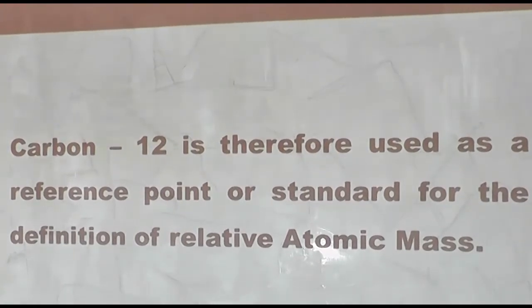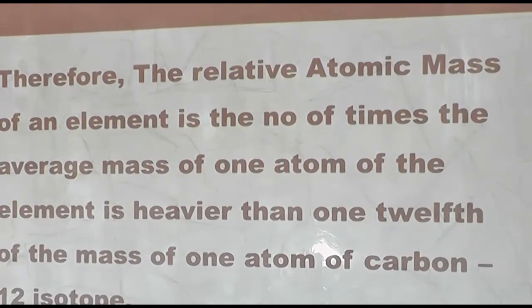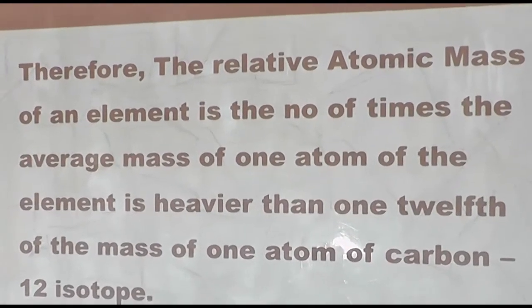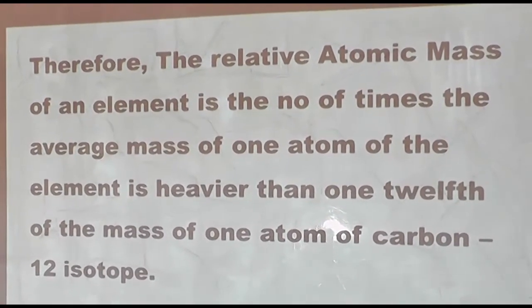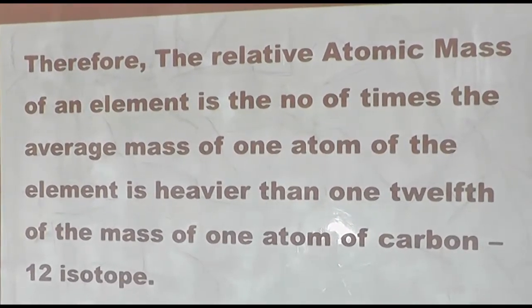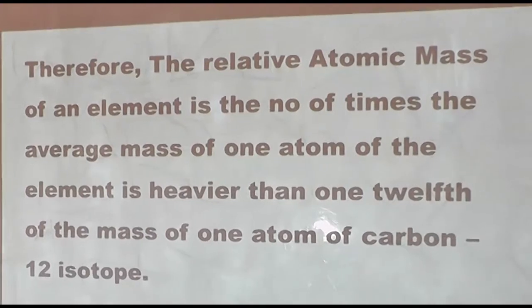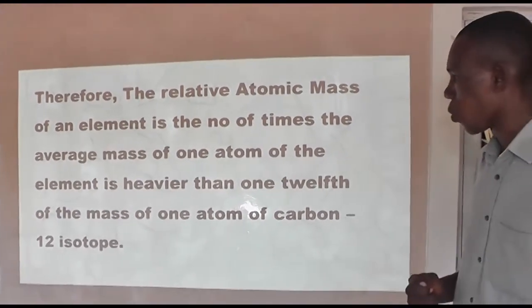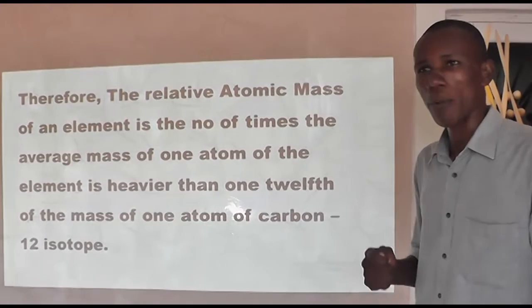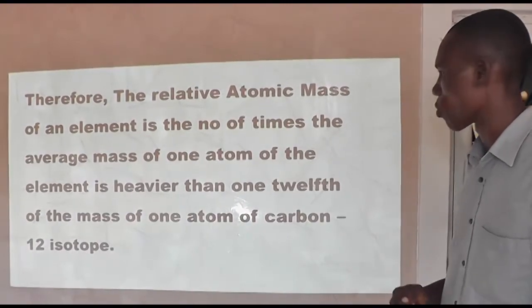Now, let us look at the definition of the relative atomic mass of an element. The relative atomic mass of an element is the number of times the average mass of one atom of the element is heavier than 1/12 of the mass of one atom of carbon-12 isotope. You cannot define relative atomic mass of an element without making reference to the isotope of carbon-12.